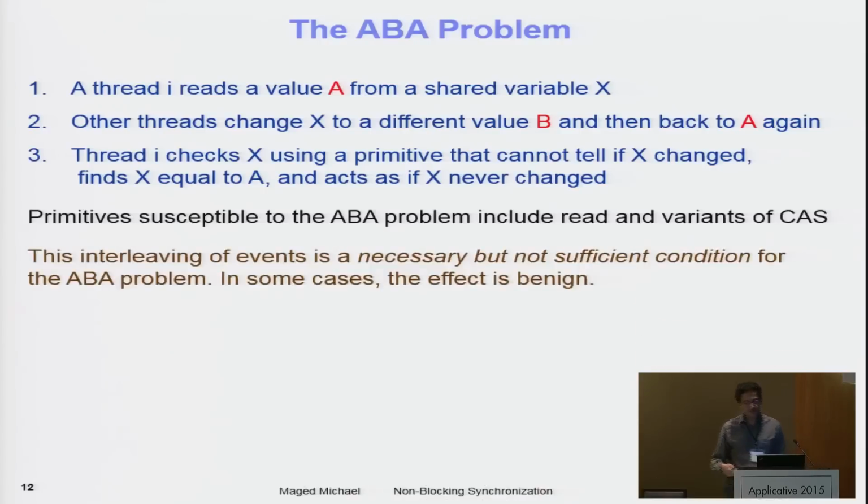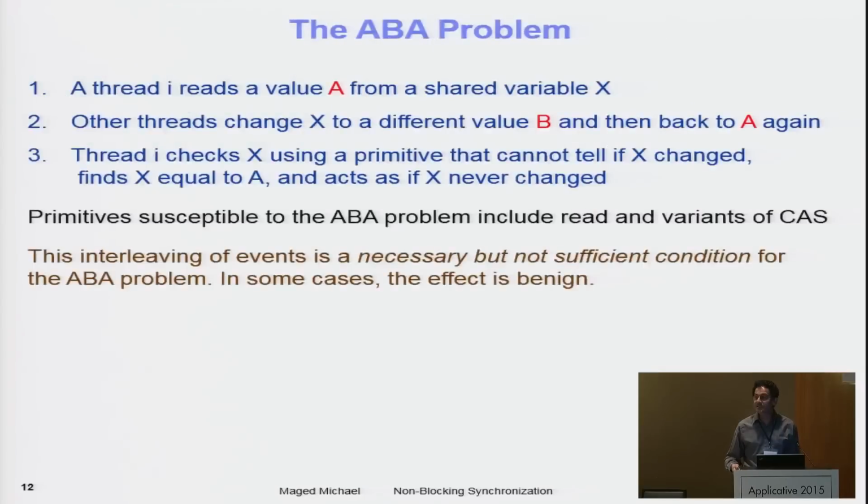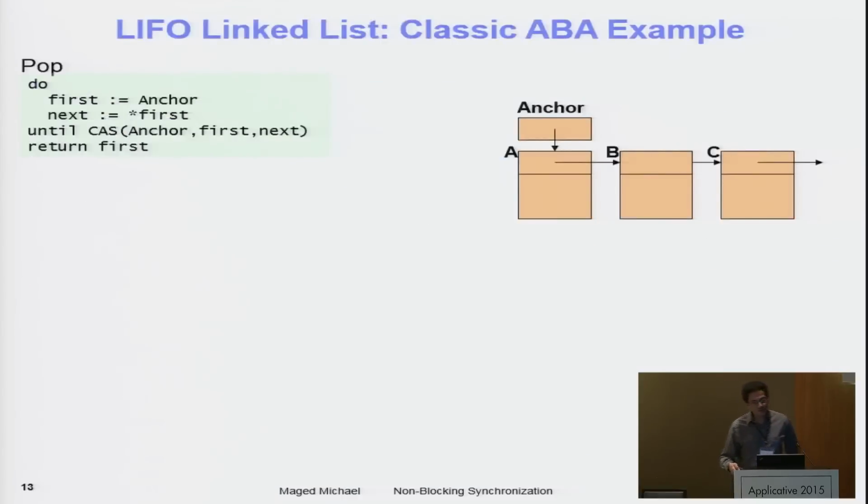The interleaving of events, this kind of ABA, is necessary but not sufficient. So when a problem happens, yes, this must happen. But if this case happens, it doesn't mean that there will be an ABA problem. Some cases are benign. Okay, now this is the classic example, from the early 70s. You have a pop from a LIFO list, so it's like a stack or a linked list that is LIFO. This operation is incorrect.